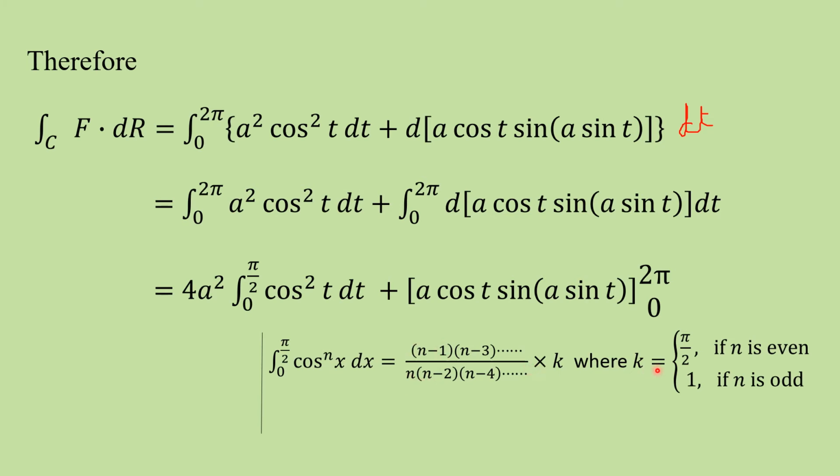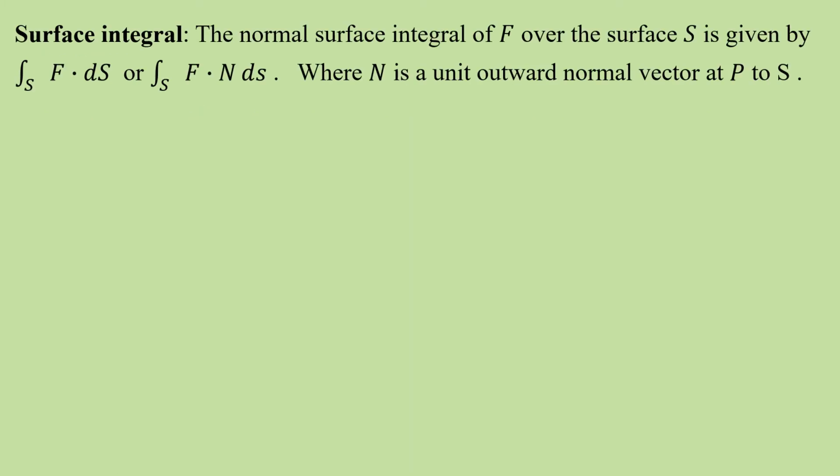So k is now pi by 2, since 2 is even, so it gives pi by 4. Pi by 4 into 4a square. So 4 cancels, so it gives pi a square as the answer. Now after the line integral, let me take a surface integral.